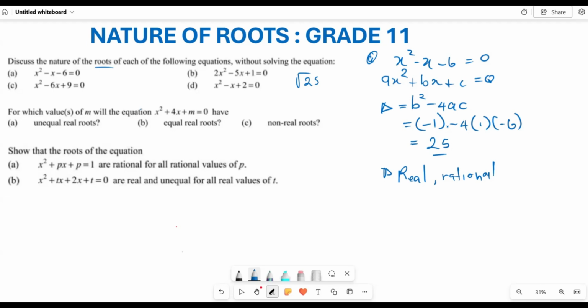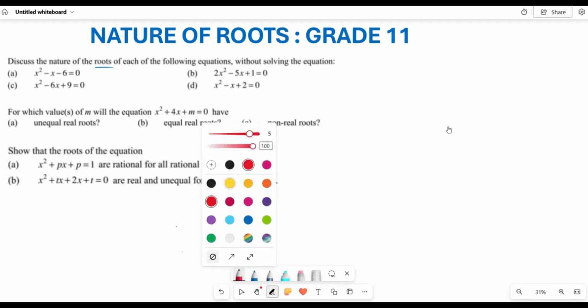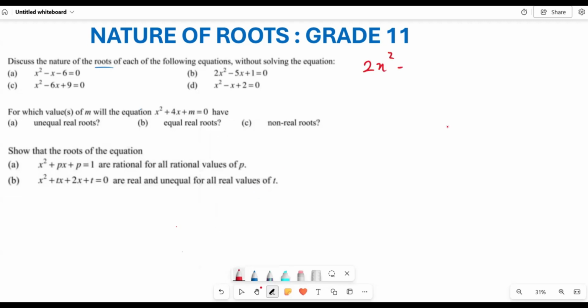Now I want us to look at something else. Let's look at our B, and see what we are having in B. In B, they want us to find out the nature of the roots. Let's look at the B. The B is 2x squared subtract 5x plus 1 is equal to 0.